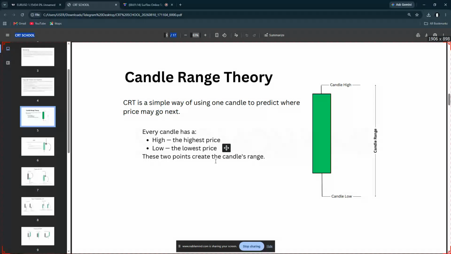These 2 points create the candle's range. Yeah, the high of the candle and the low of the candle. This is called the candle range. Candle range high and candle range low. And every candle that you see in the chart is a range. Every candle is a time-based range. So the moment you understand it, the moment it's going to be clear to you. I'm going to dive into the chart and show you guys more examples.